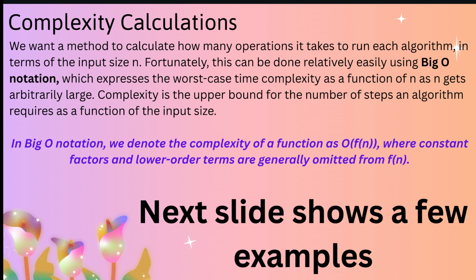So you can easily conclude that complexity is the upper bound for the number of steps an algorithm requires as a function of the input size. In big O notation, we denote the complexity of a function as O(f(n)), where constant factors and lower order terms are generally omitted from f(n). On the next slide, I'm going to show you a few examples.